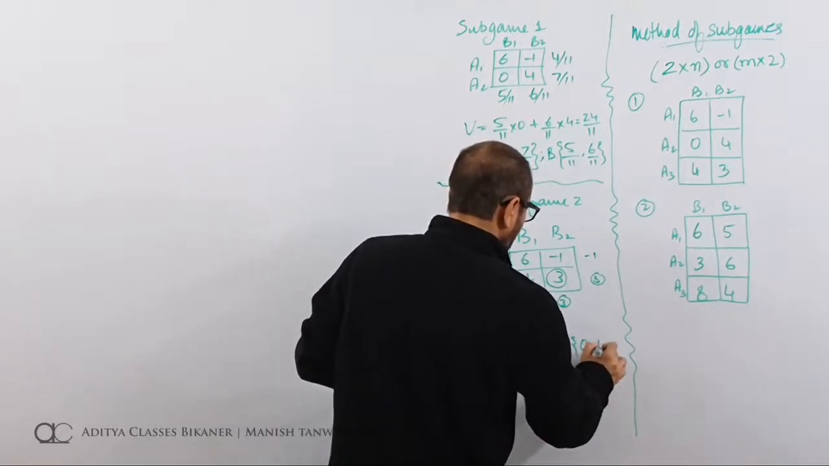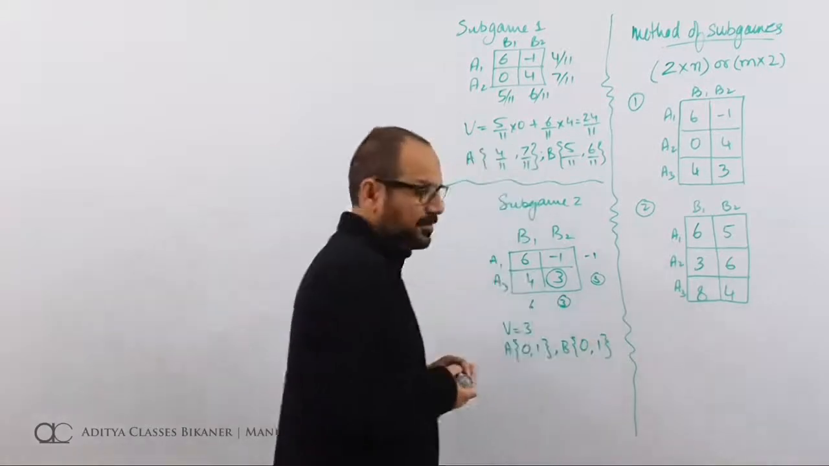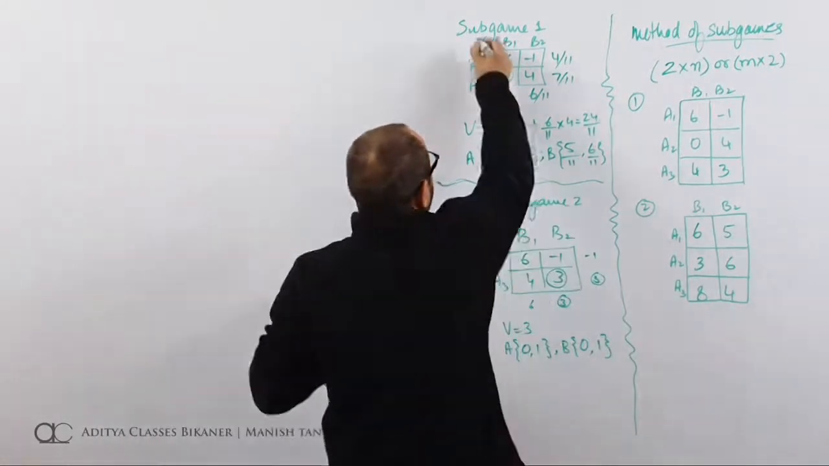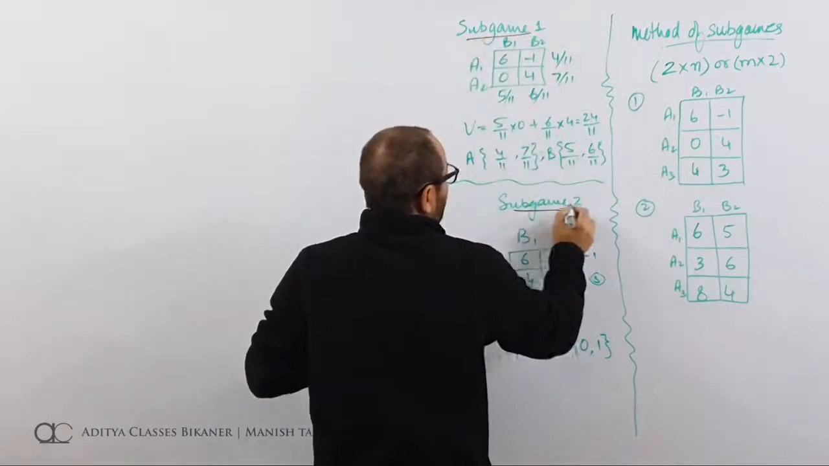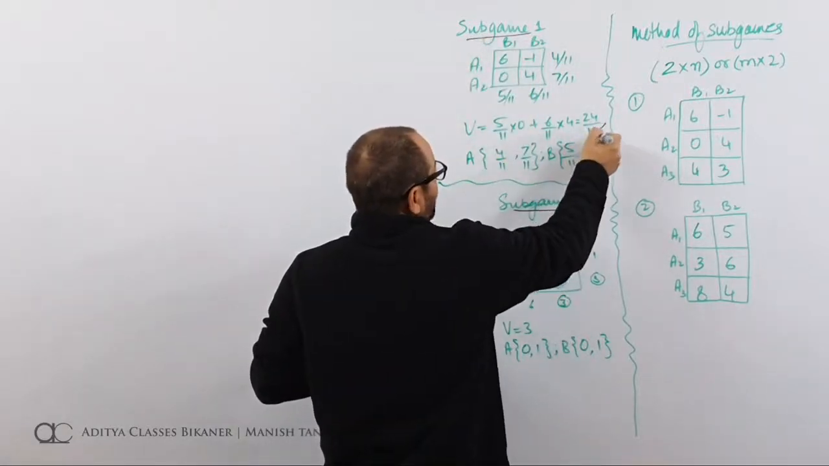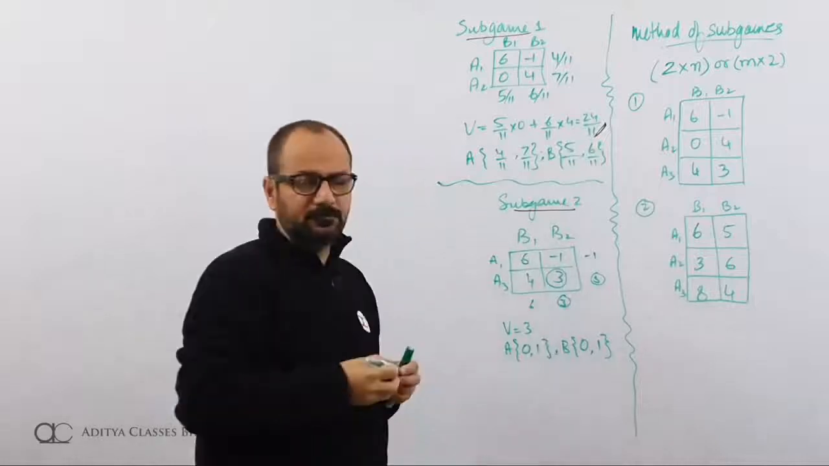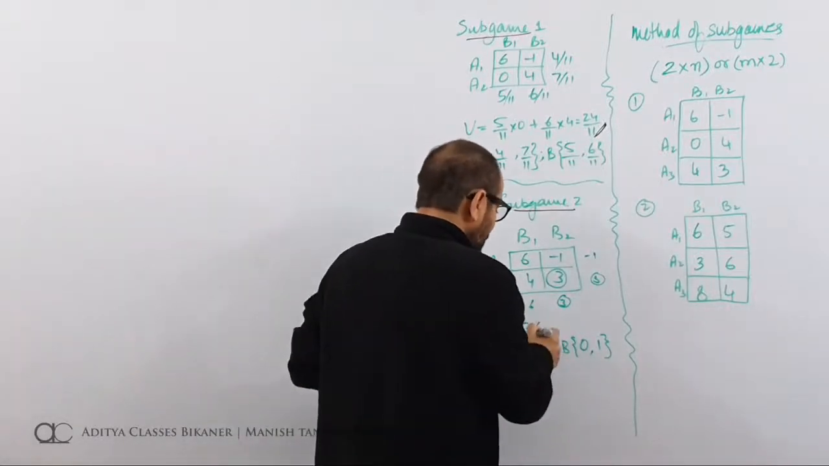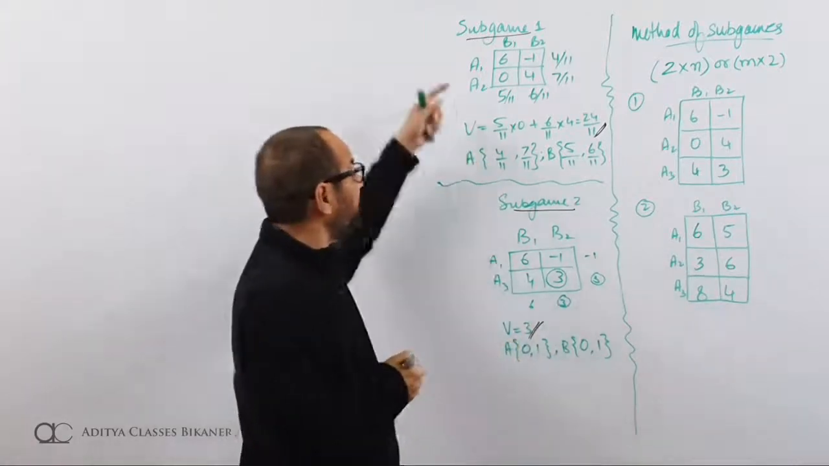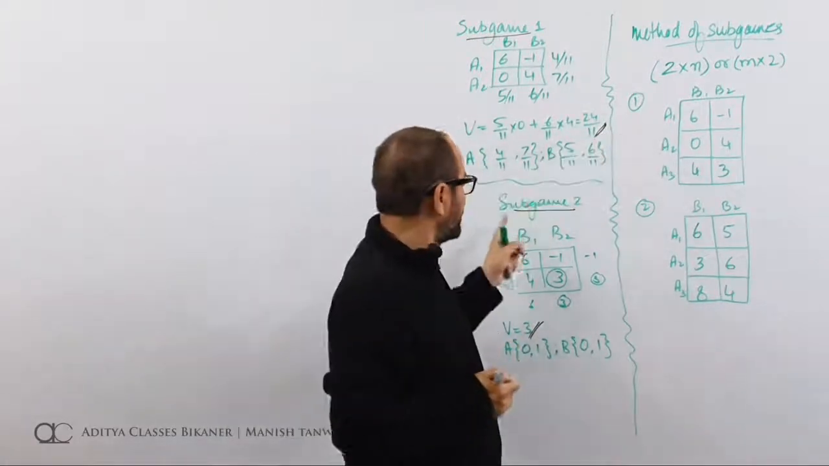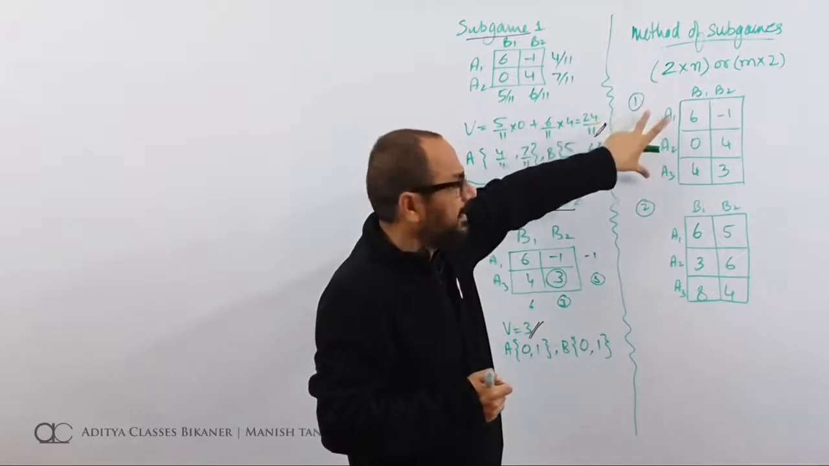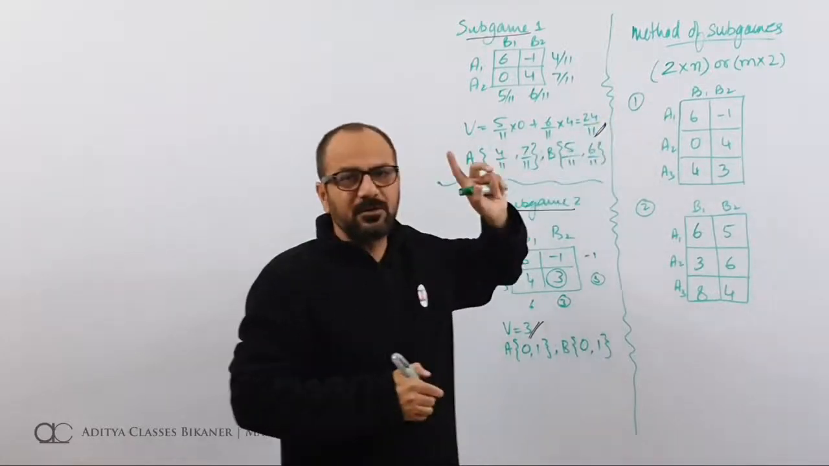If I take a pause at this point, which game looks like being the better one? You have subgame 1, you have subgame 2. This game has a value of 24 by 11, which is 2 point something, while this game has a value of 3. So at least from subgame 1 and 2, I can say that subgame 2 is better. That is, in a combination of A1, A2 and A1, A3, A1, A3 is looking better for A.